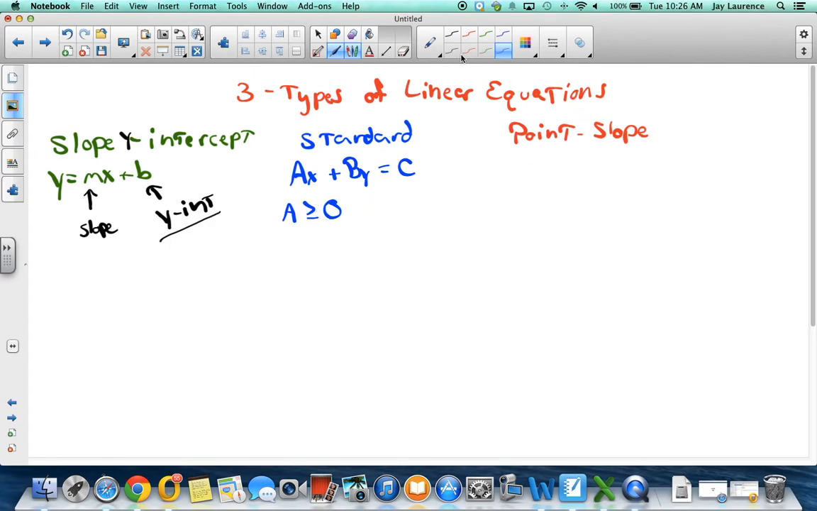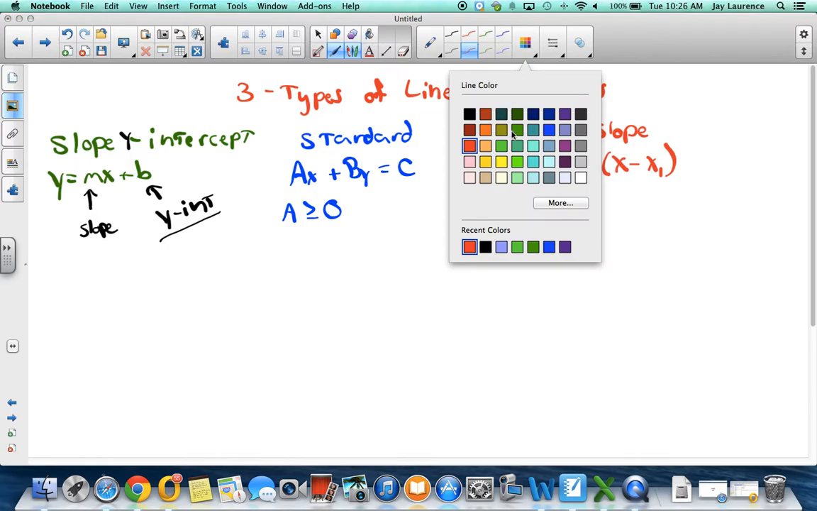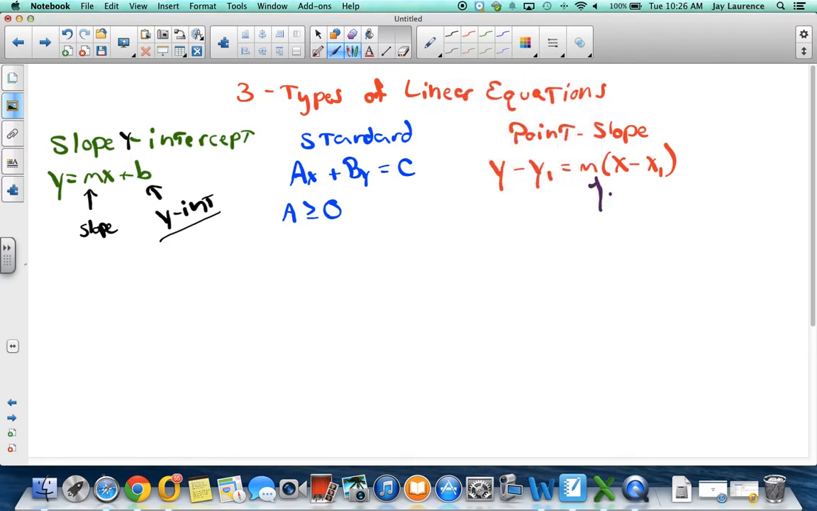Okay, point slope form is the one most of you forget. Point slope form looks like this. It looks like the slope equation. Y minus y sub 1 equals m times the quantity of x minus x sub 1. Now the cool thing about point slope form is that, well, of course we know the slope, right? But we also know a point.